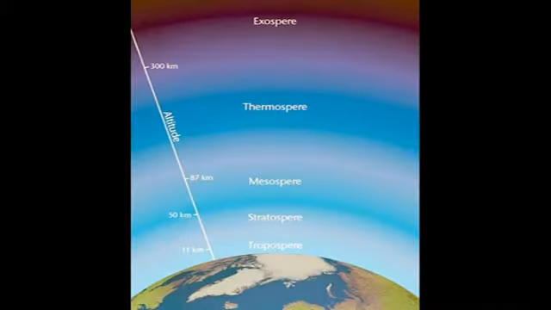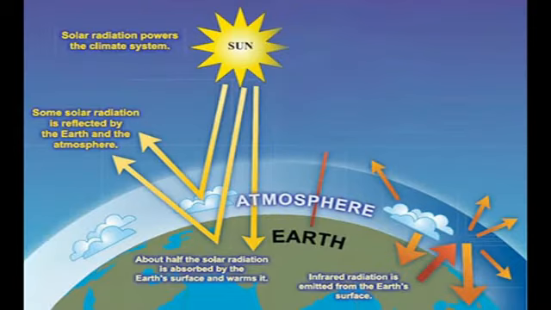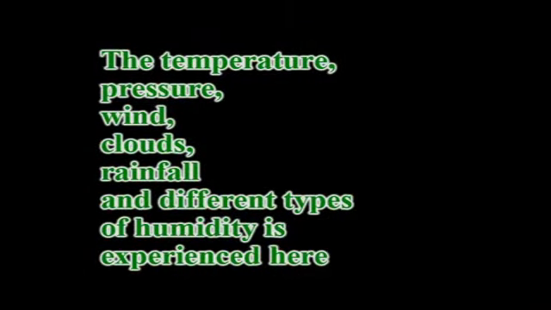The atmosphere. The atmosphere is a blanket of air which comprises different gases, water vapor and dust particles. It surrounds the earth like a cellular blanket, regulating the temperature by allowing the sun's rays to enter and by letting waste heat back into space. Temperature, pressure, wind, clouds, rainfall and different types of humidity are experienced here. It consists of 21% oxygen, which is the life-giving layer to all living organisms.